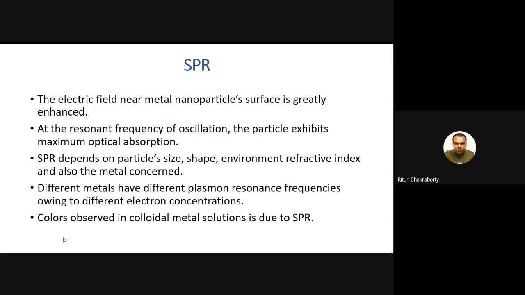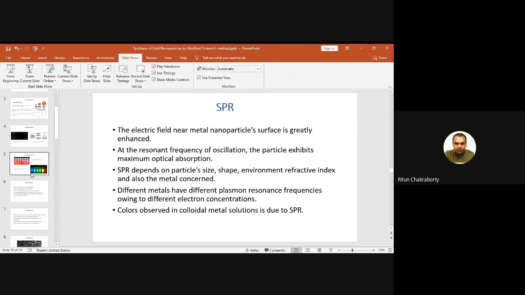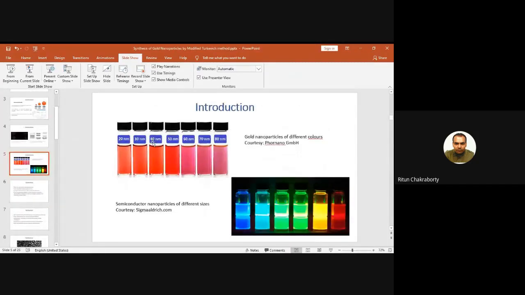The colors observed in colloidal metal solutions are due to SPR. SPR means surface plasmon resonance. So in colloidal metal nanoparticles, we see why they are colored: because of surface plasmon resonance. I have shown you one figure here of why they are colored, because of surface plasmon resonance.